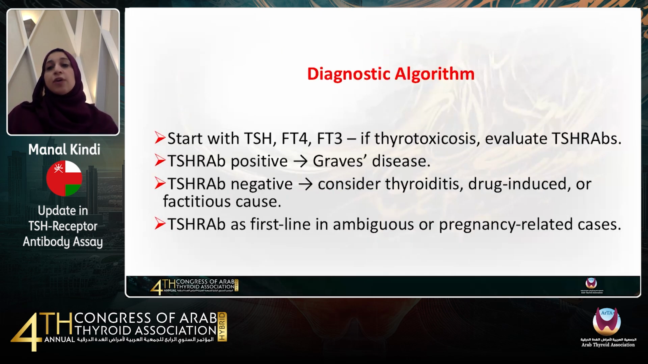So as a diagnostic algorithm, you start with the free T3, TSH, and free T4. If thyrotoxicosis is there, then you measure TSH receptor antibodies. If TSH receptor antibodies are positive, then this is Graves' disease. If TSH receptor antibodies are negative, then you need to consider thyroiditis, drug-induced, or factitious cause. So TSH receptor antibodies are a first line in ambiguous cases or in pregnancy-related cases.